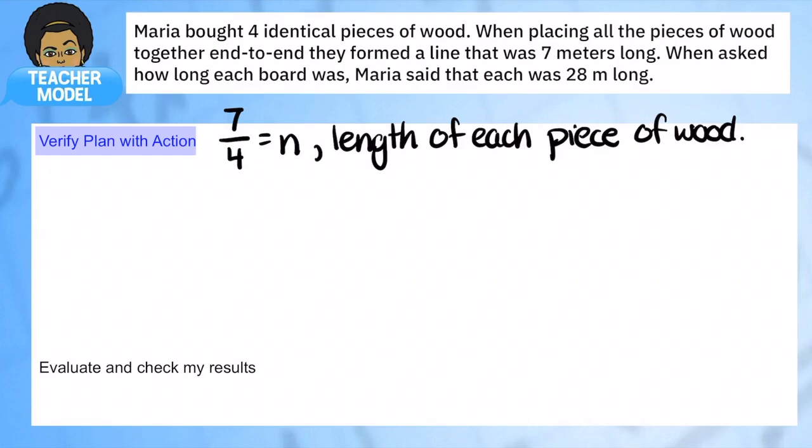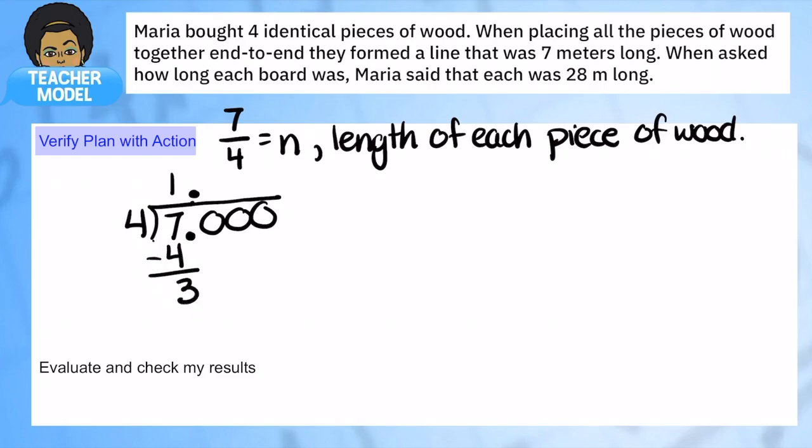So let's see it in action. Here's my plan as an expression. 7 divided by 4 equals n, which is the length of each piece of wood. All right, so let's put that into our long division form. And 7 divided by 4 is 1. We're going to, again, go to the nearest hundredths. So we have it there. All right, so we have 1, subtract, 3, bring down the 0.